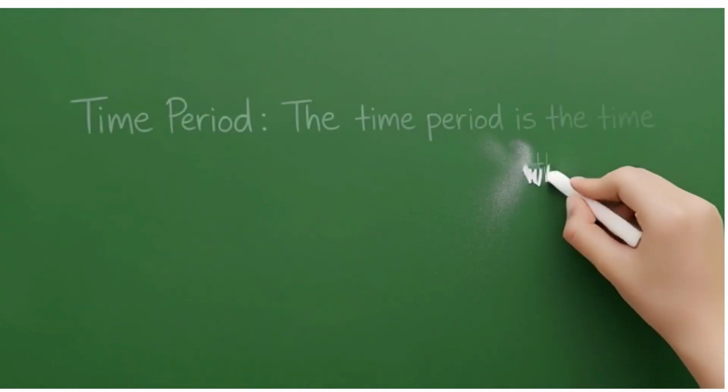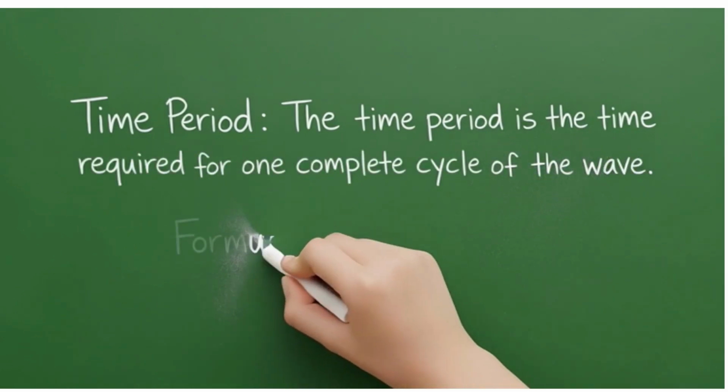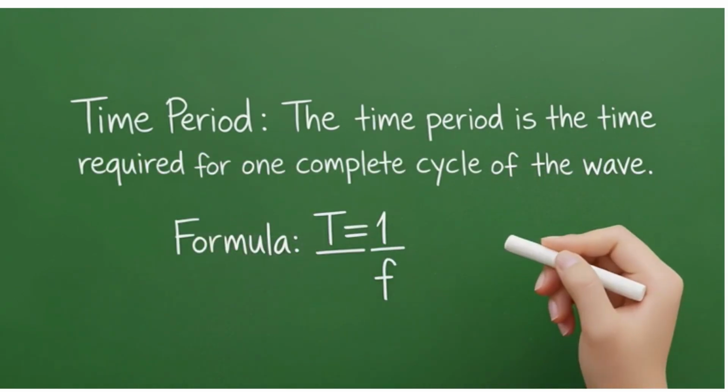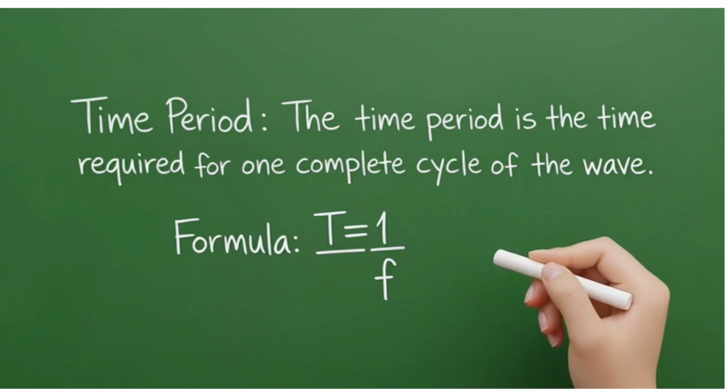Now we can write down the definition of the time period. The time period is the time required for one complete cycle of the wave. The formula is: time period T equals 1 upon f.